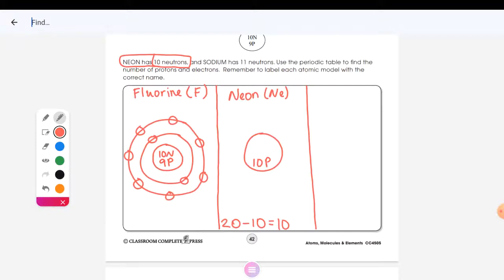So that tells me, I've proved now, and again, it told me that up here, but on our next activity, it won't tell us that. So I'm just trying to get you to know where these numbers are coming from. So that means there's also 10 neutrons.